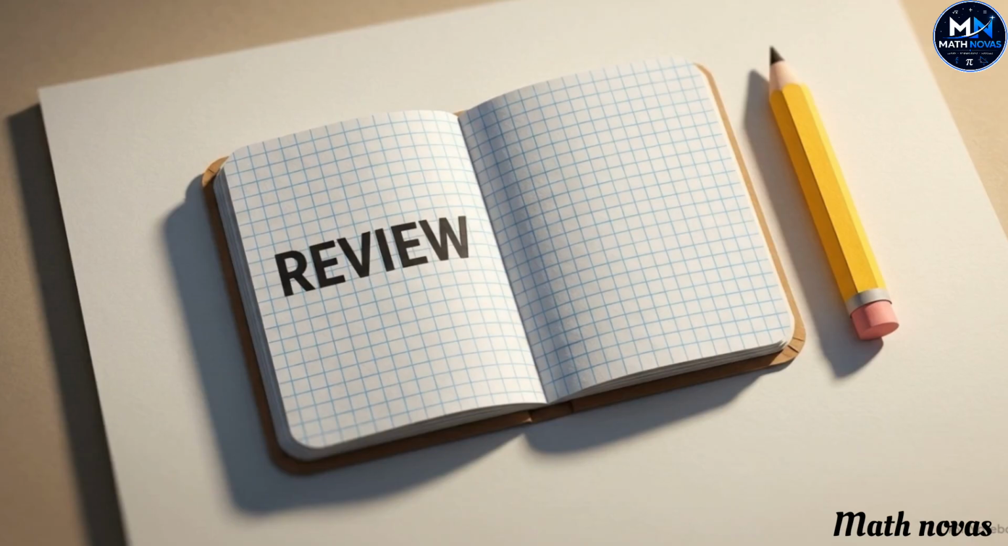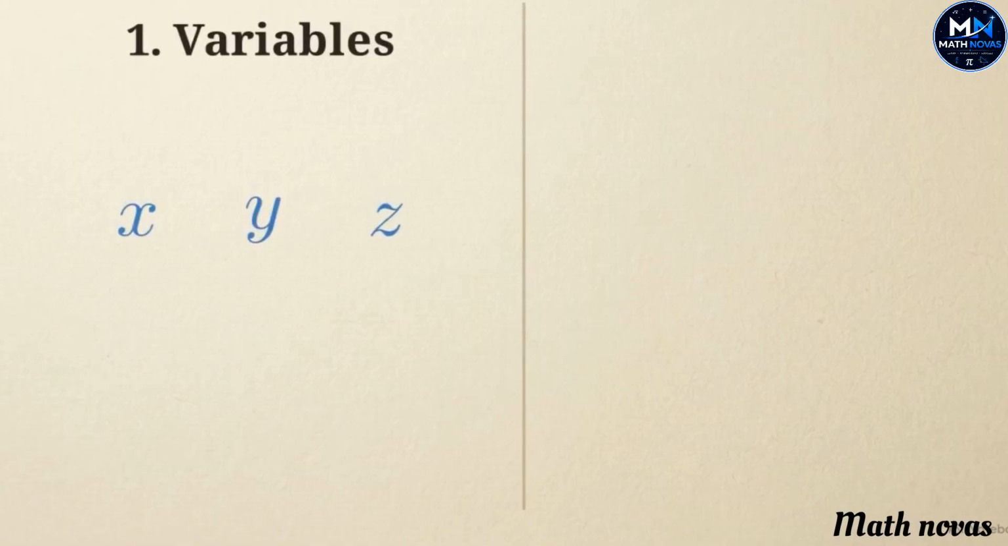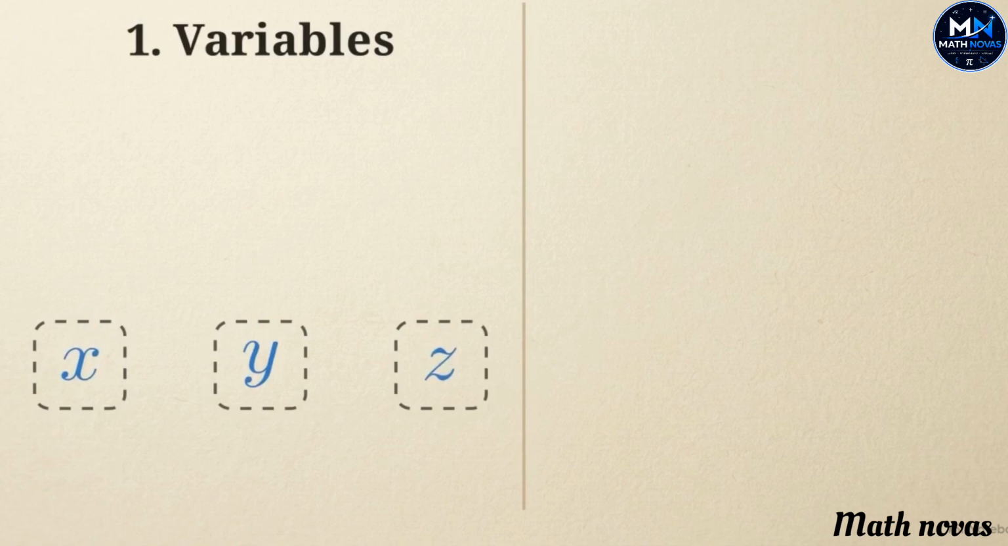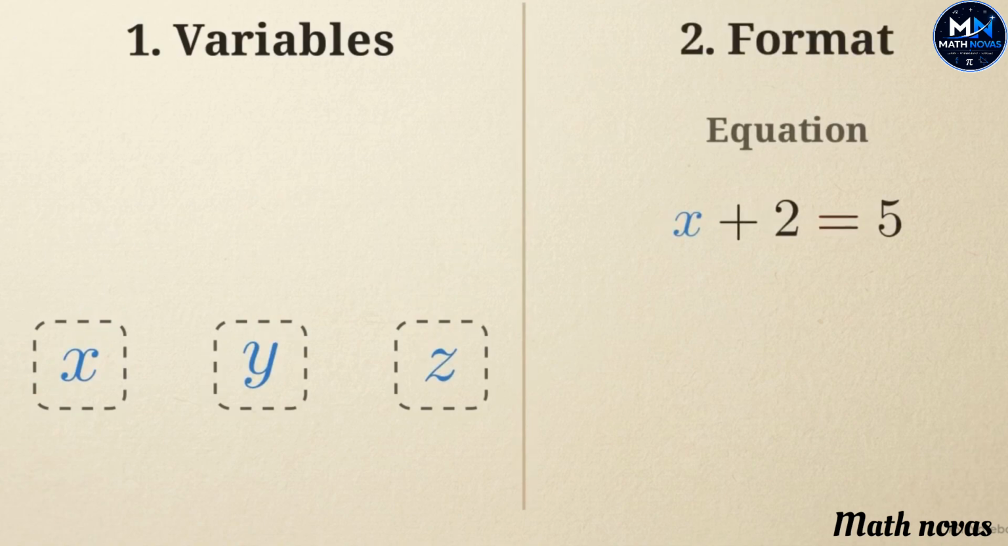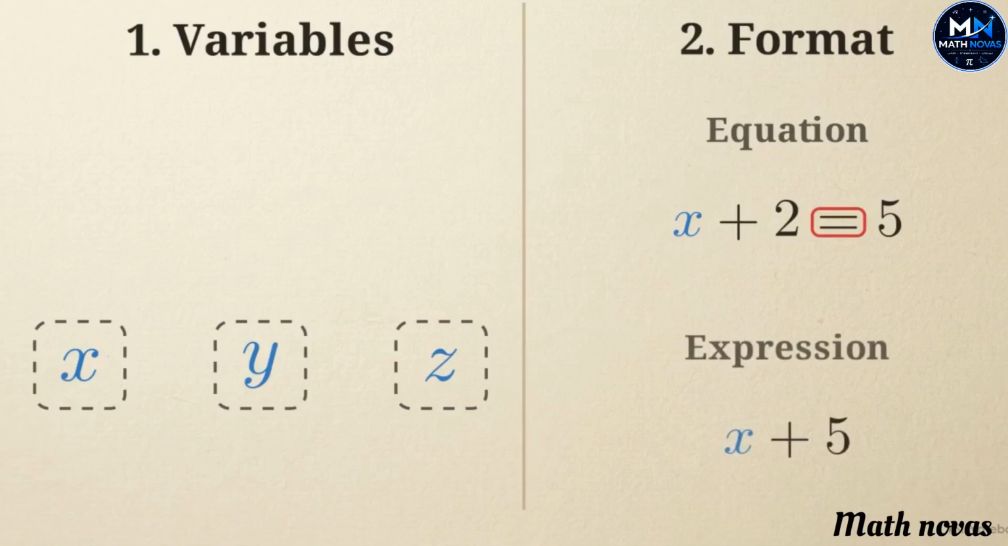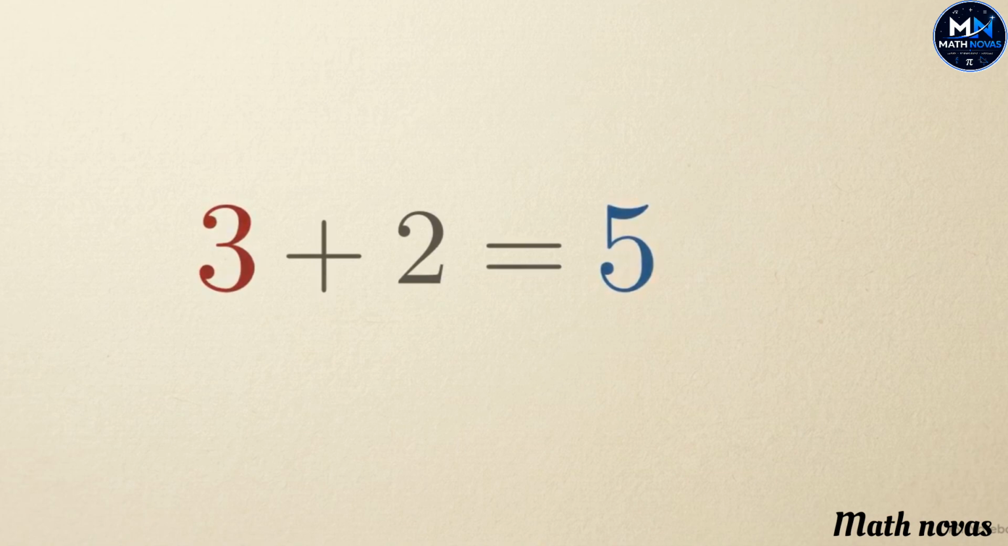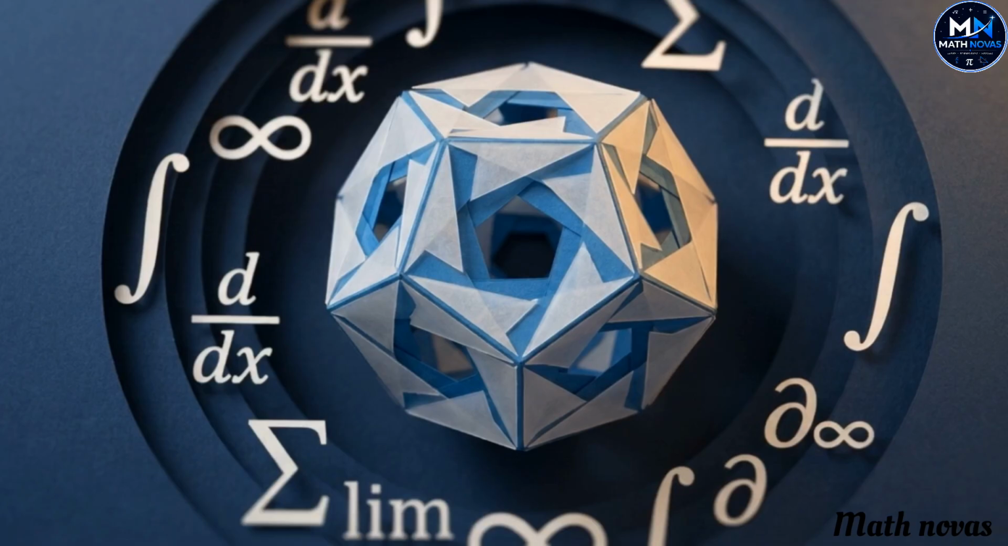Let's review the core rules we've established today to help you keep them straight. First, variables are letters like x, y, or z that act as placeholders for numbers we don't know yet. Second, remember the difference in format. Equations include an equal sign and can be solved, while expressions only represent a relationship between values. By using letters, we move from solving one specific numerical problem to creating general formulas that work for any number you plug into them. This shift from arithmetic to general rules is what makes it possible to later study complex subjects like geometry and calculus.